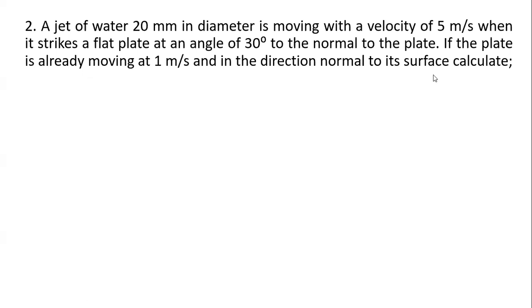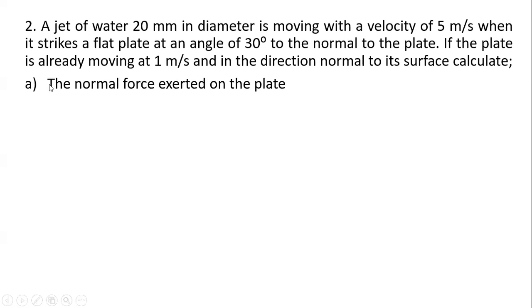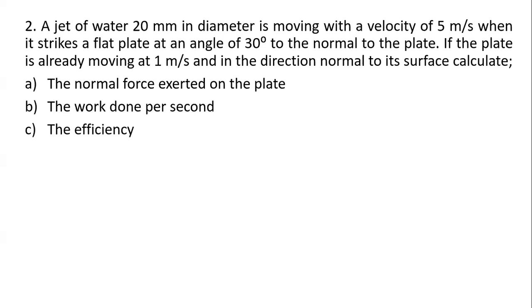Now, our scenario now here is, what if this is at an angle? Here is the same jet, but diameter 20 millimeters, and then it is striking a plate at 30 degrees. And then the plate is already moving at 1 meter per second. But then the jet is coming out at 5 meters per second. Here, the secret is you don't need to rush. What you need to do is to, first of all, find the force, the work done, and the efficiency.